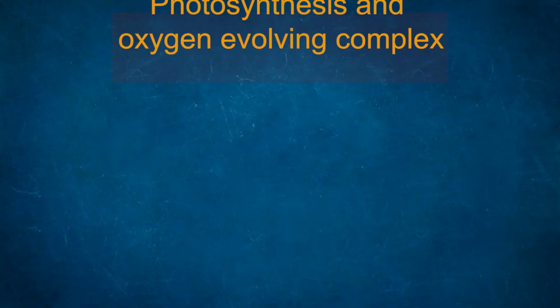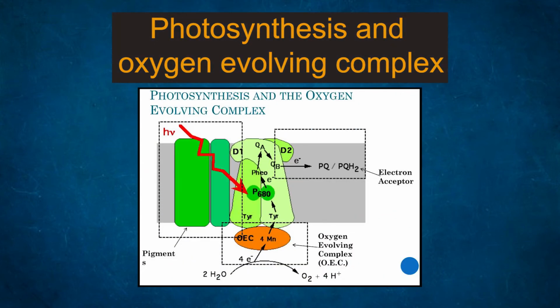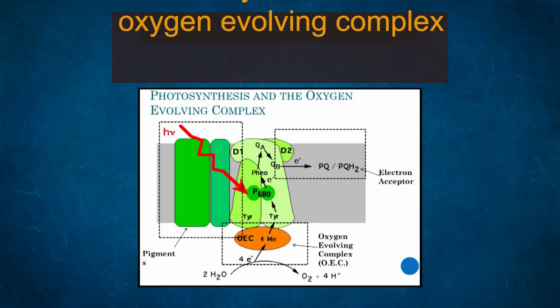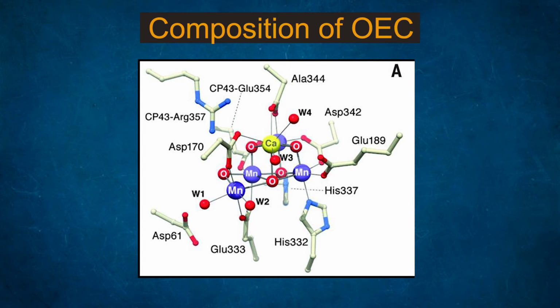So, let us come to the oxygen evolving complex, present on the luminal side of photosystem 2. If you look at the structure of the oxygen evolving complex, it is nothing but a cluster of manganese, calcium and chloride ions. There are 4 manganese ions present in different oxidation states, and these manganese ions help in the extraction of electrons from water.